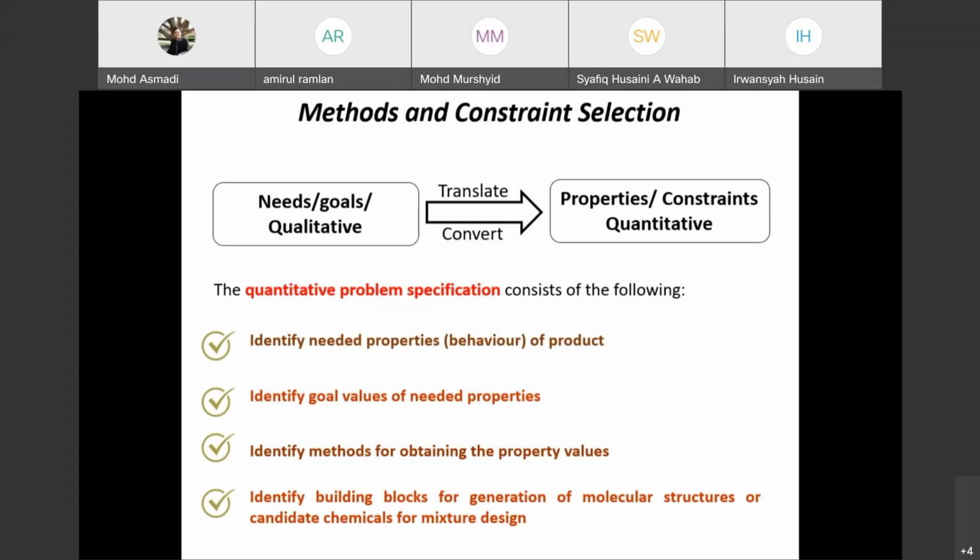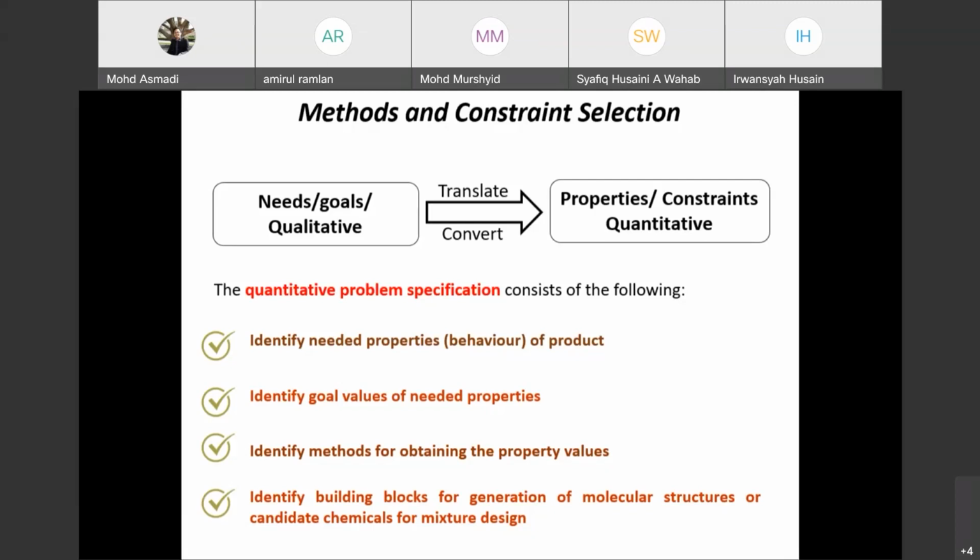Yang sebenarnya kenapa kita nak tukar, sebab kalau kualitatif, dia tak suitable untuk CMD problem, untuk software tu kan. Okay. Tapi kalau bila kita convert kepada kuantitatif, yes, kita boleh input, okay, kita boleh masukkan ke dalam CMD problem. Okay, untuk quantitative problem specification, you kena identify the properties, itu satu, goal values yang tadi tu kan. And then method untuk obtain the properties values.